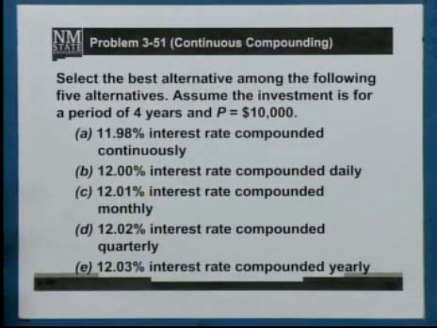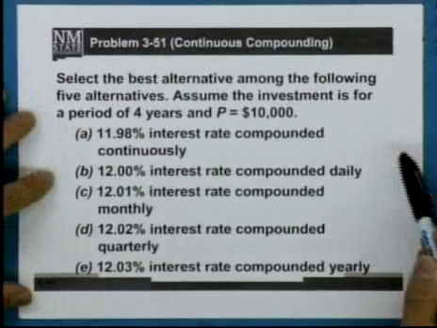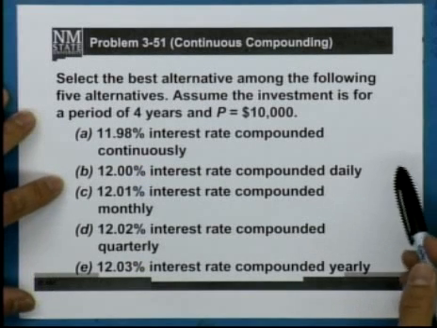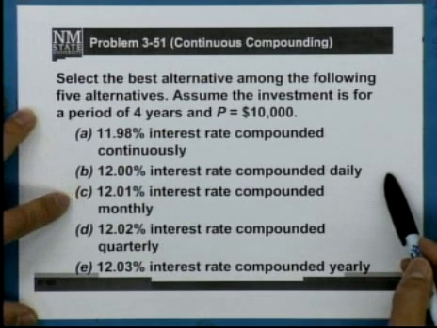So select the best alternative among the following 5 alternatives. Assume the investment is for a period of 4 years and the present sum of money, P, is $10,000. The first case, case A, is the 11.98% interest rate compounded continuously. And the case B is 12% interest rate compounded daily.